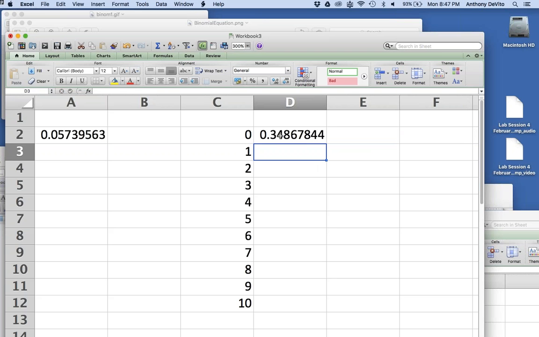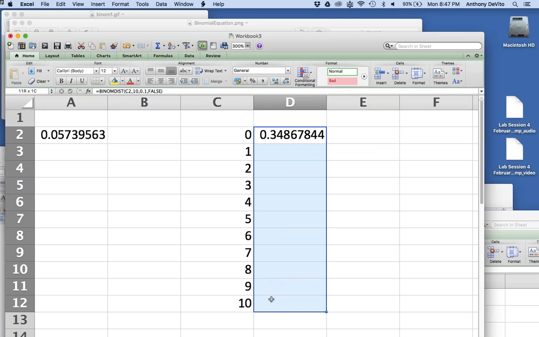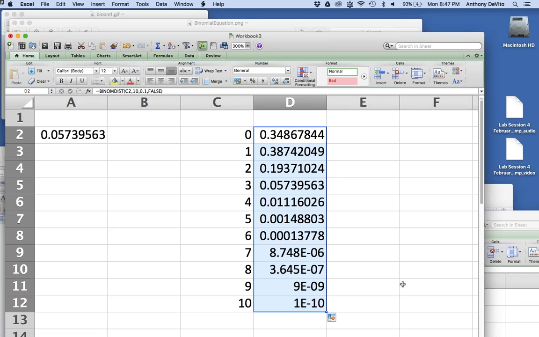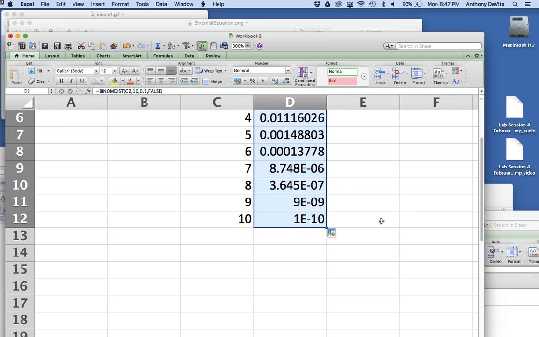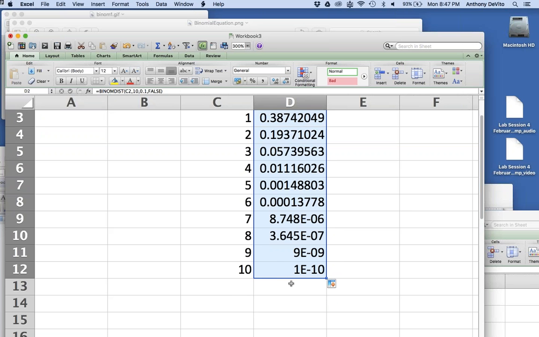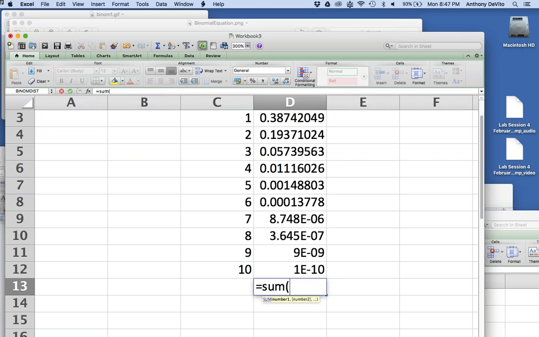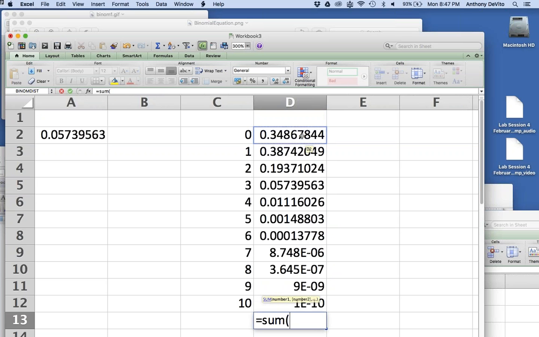How about 1? Well, I can calculate all these other probabilities just by copying it down, and it'll adjust for me. Let me do it this way. There's all the other possibilities. Okay, so if I add all these possibilities up, what do you think it's going to come out to? Good, 1, right? Because if you look at all the possibilities added together, they're going to come out to be 1.